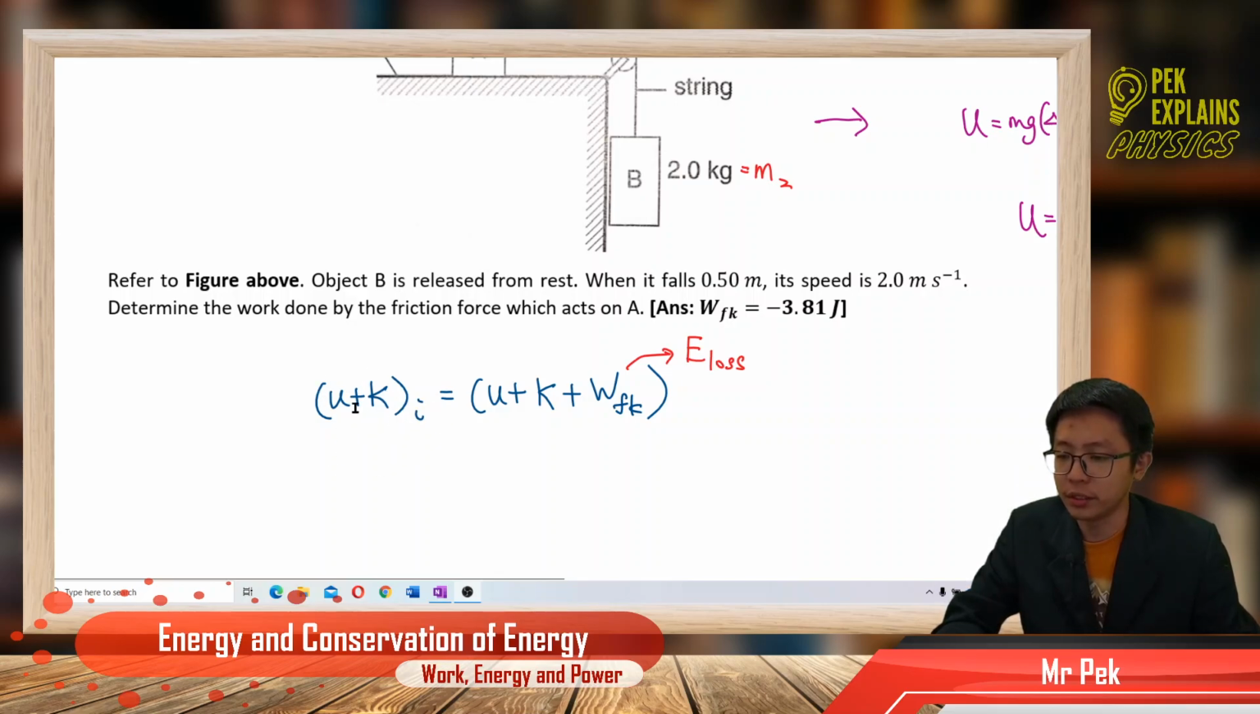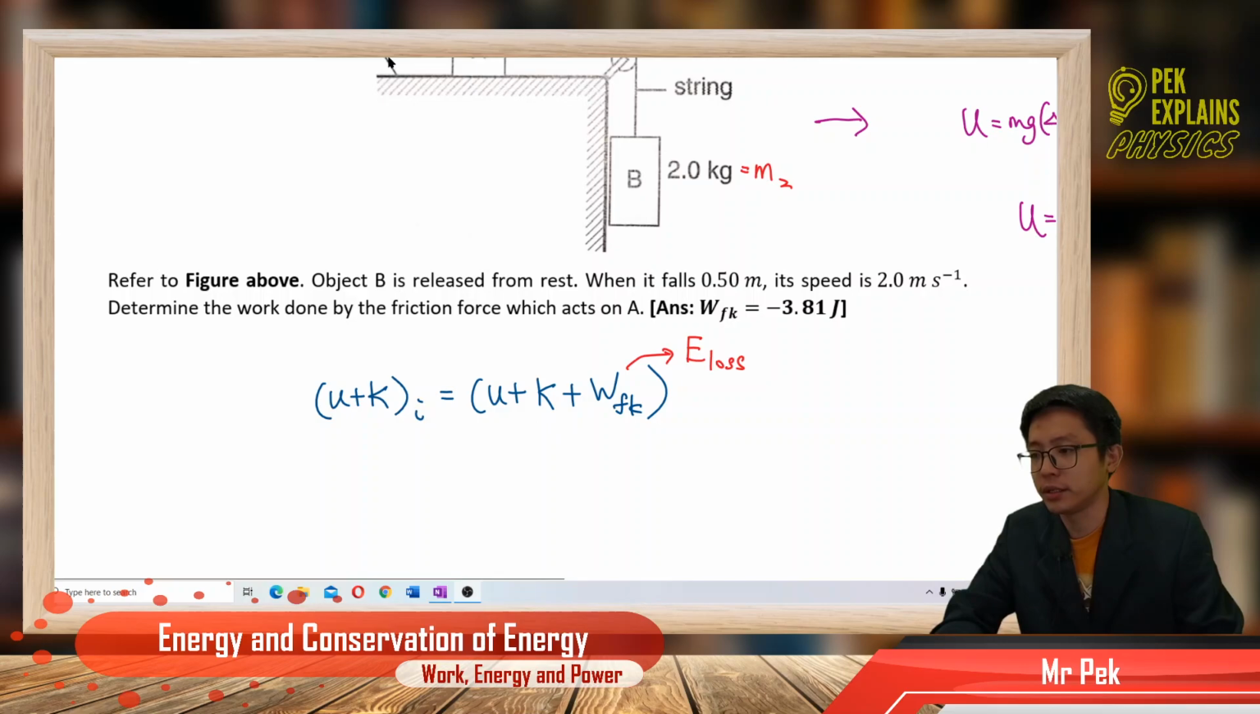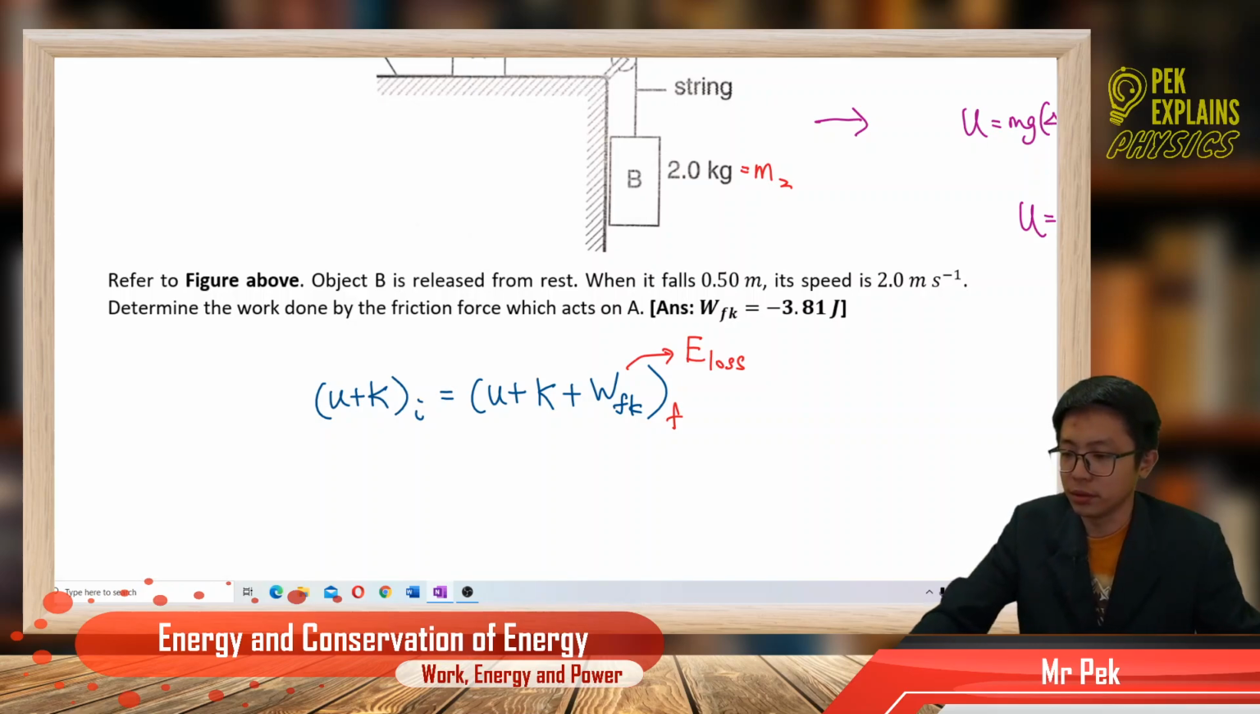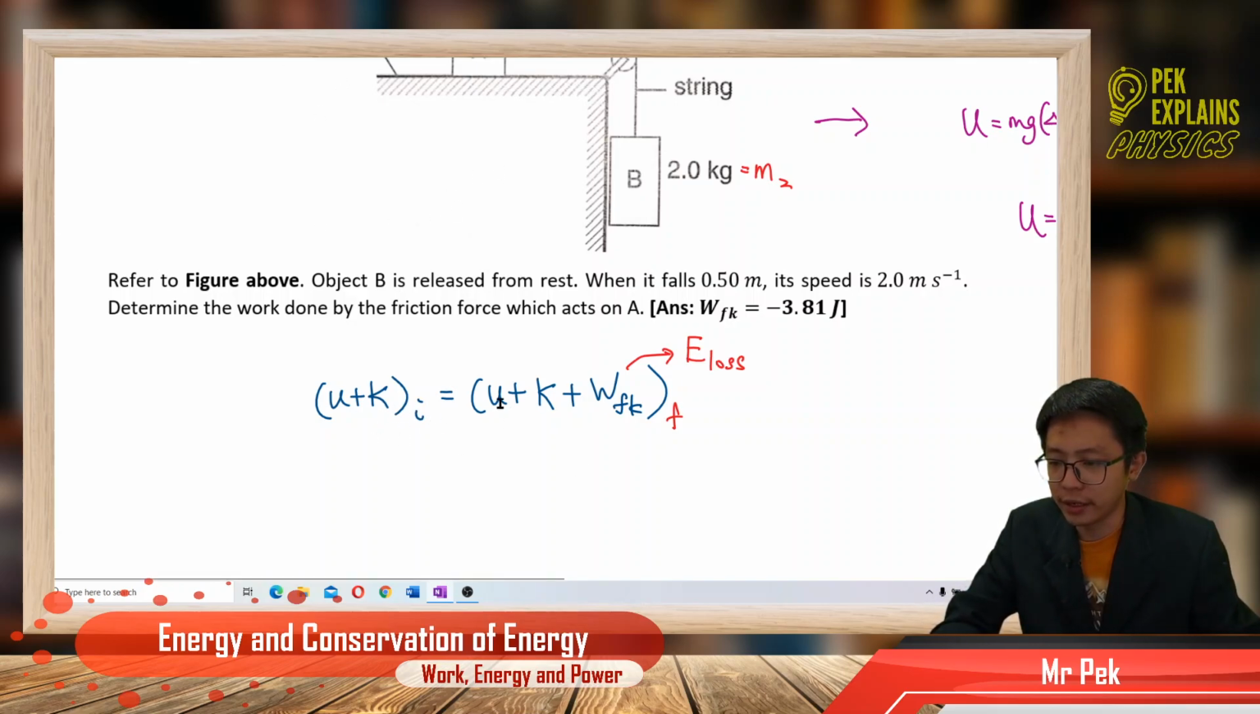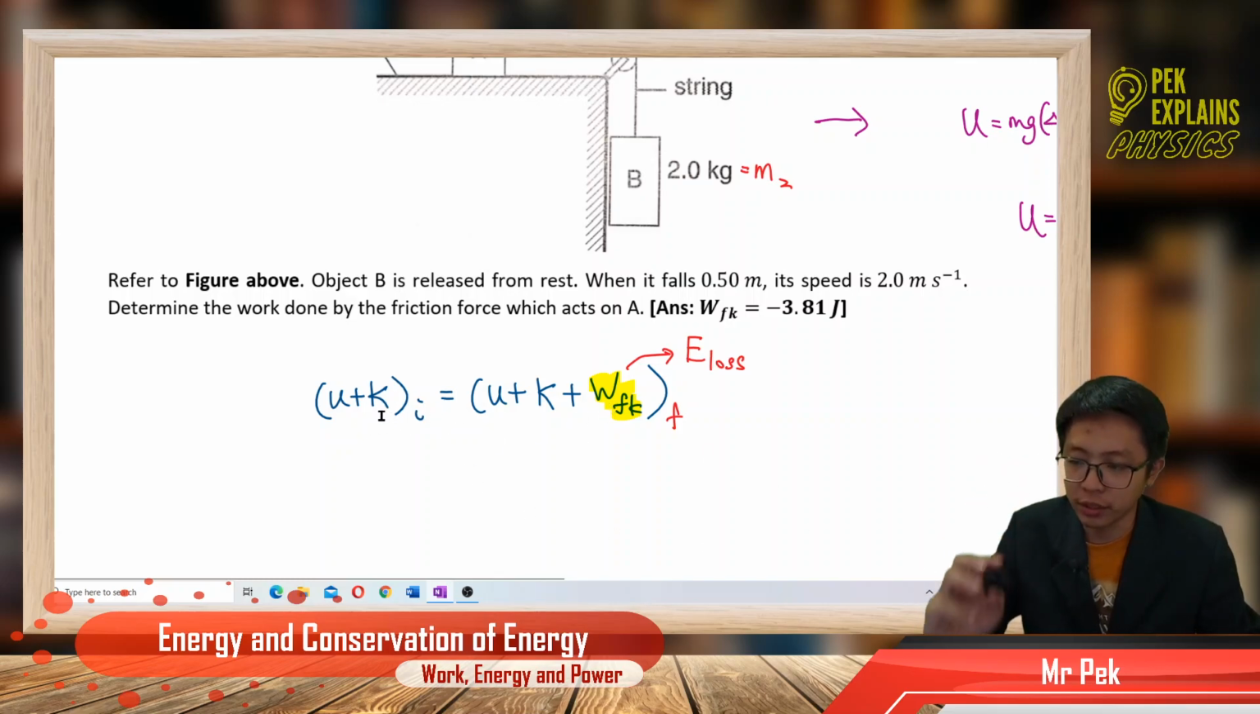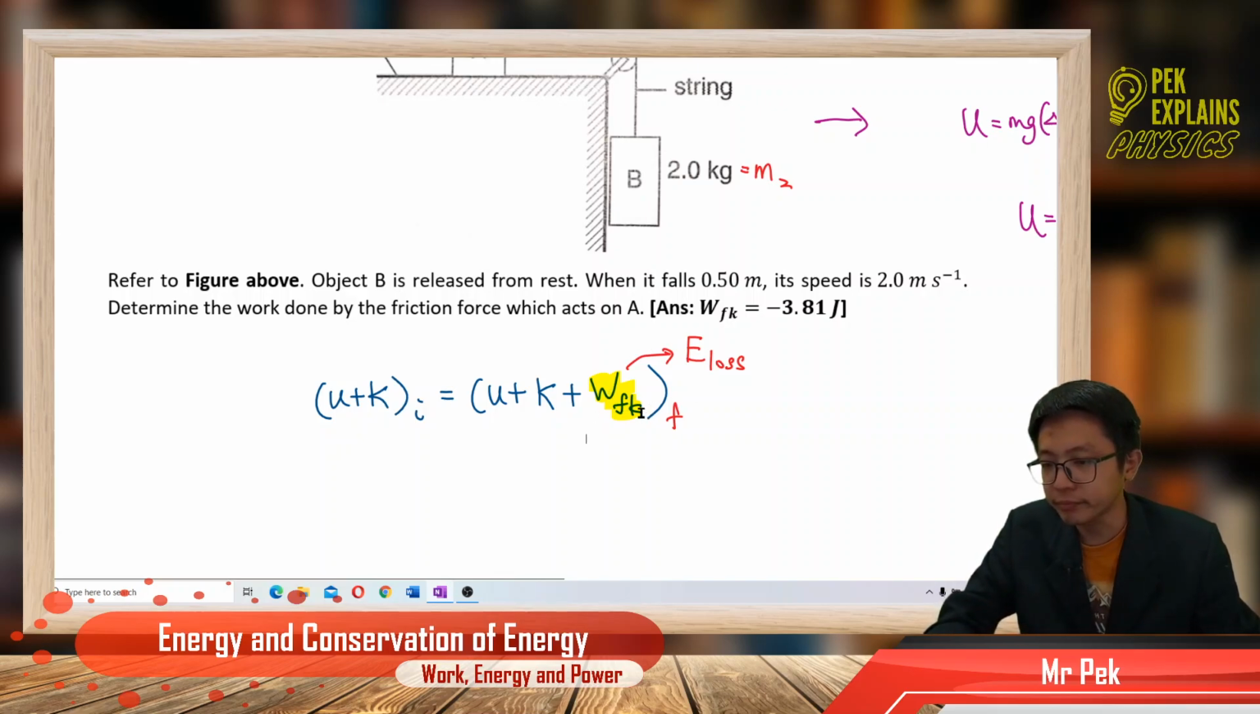The initial total energy is equal to the final total energy. Some part of the energy has converted to heat, or energy loss. Some part of the initial energy has converted to heat energy, which is the work done due to friction, and it becomes the energy loss from the system.